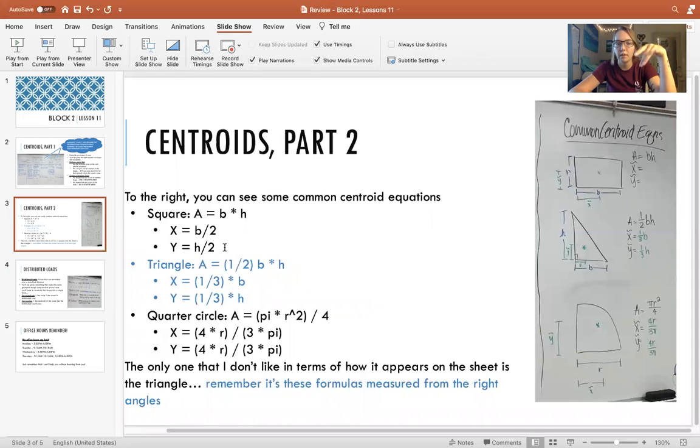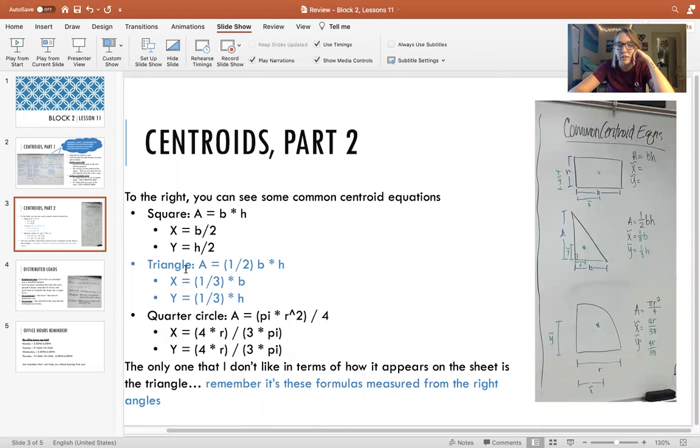For a square or a rectangle, the area is just length times width, or base times height, however you want to say it. And then the location of the centroid on the x-axis is just half of this distance, and the centroid location on the y-axis is just half of the height. So it's half the base, half the height. That's your locations. I don't know why it's not written.